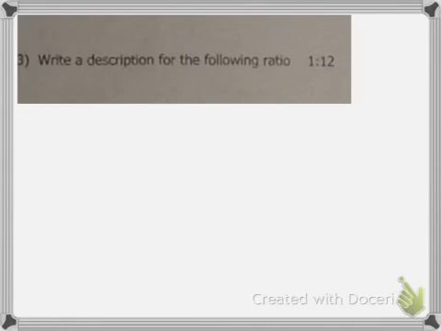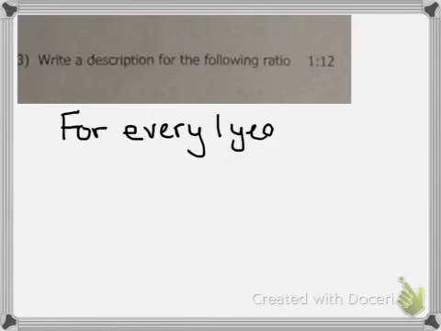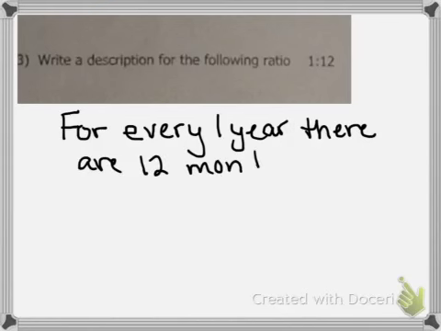Number 3, write a description for the following ratio. Well, when we're talking about ratios, we use the language for every. So for every 1 year, there are 12 months. You could have picked any topic. For every 1 chocolate bar, I eat 12 cookies. For every 1 pair of shoes, I have 12 socks. Any 2 different items that you are describing could be written in a ratio, as long as there's 1 of one item and 12 of the other.